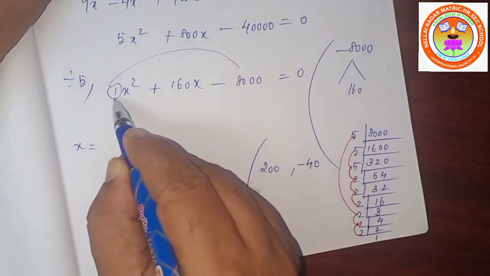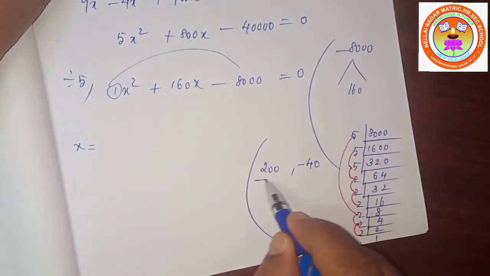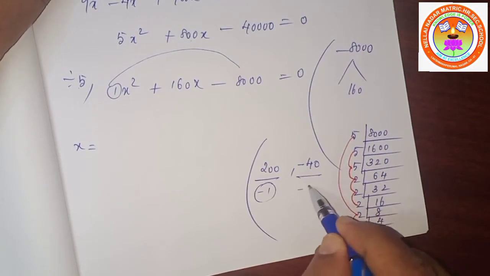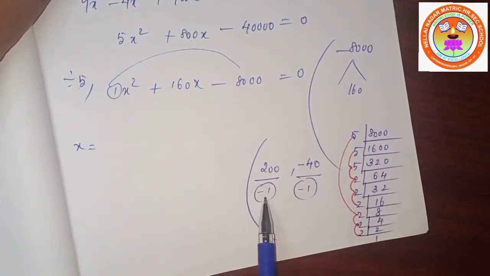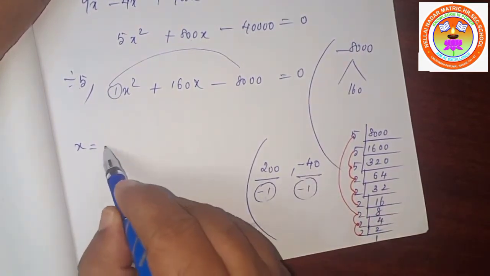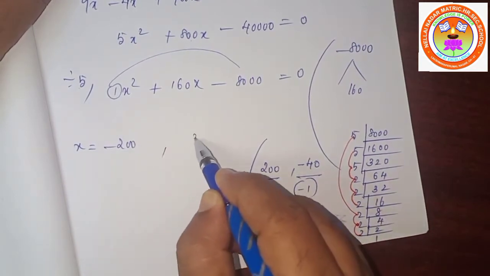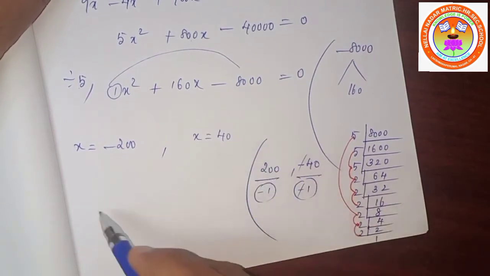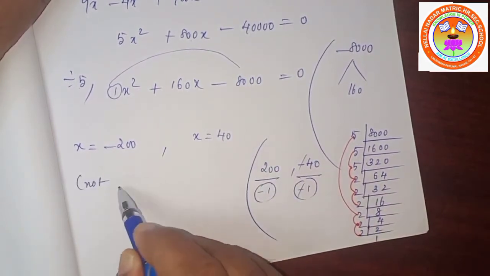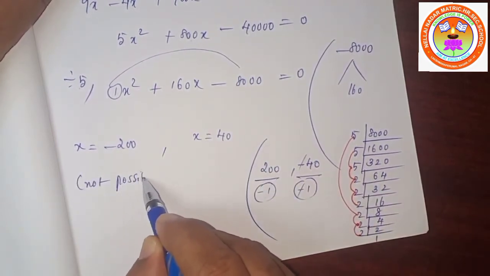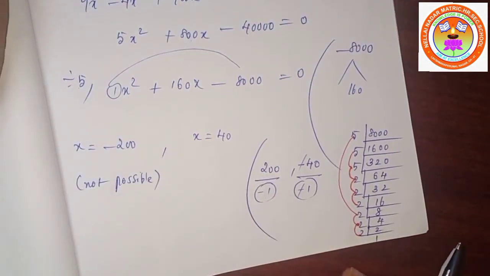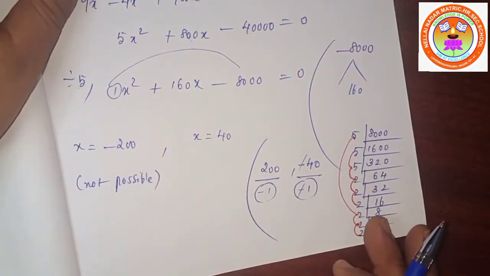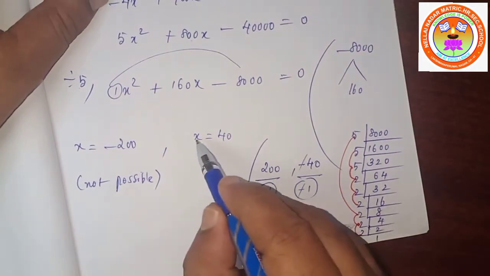So the coefficient of x squared here is 1. Change the sign, write minus 1, then the denominator plus 1 becomes minus 1. 200 by minus 1 is equal to minus 200. Then x is equal to, here minus minus gets cancelled, 40 by 1 equals 40. x cannot be negative because x refers to the number of eggs, so not possible. Therefore x equals 40.